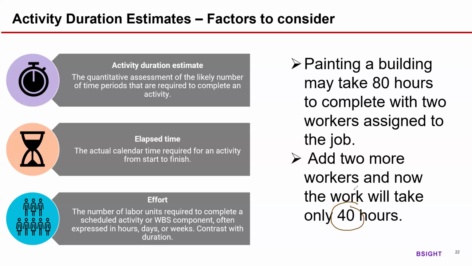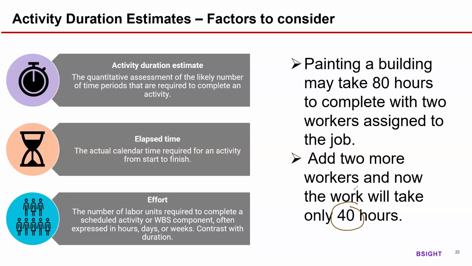Okay, now question. After adding 2 more workers, reducing the duration of the activity to 40 hours, what is the effort required now in man hours? How many man hours of work is happening in the second statement, the second stage? Is it still confused? I thought it's a simple concept. How many man hours of work is happening?